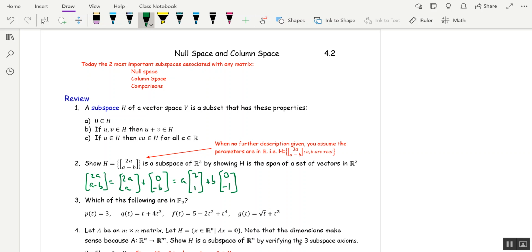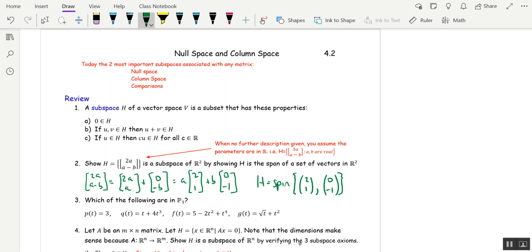Okay, and after I do that, I see that H is actually the span of two vectors. H is the span of the two vectors (2, 1) and (0, negative 1), the set of linear combinations of those two vectors. But last time, theorem 1, we saw that any span is a subspace. So any span of vectors from a vector space forms a subspace. So this is a subspace.